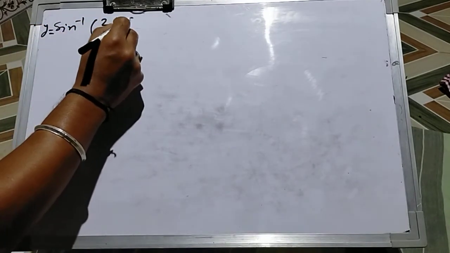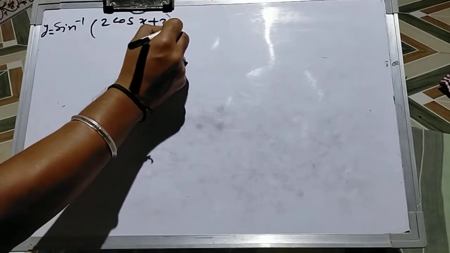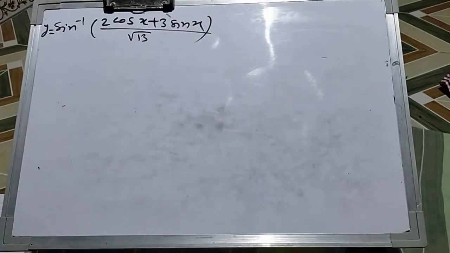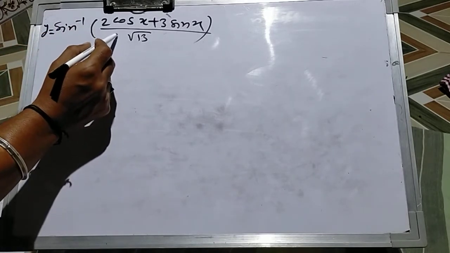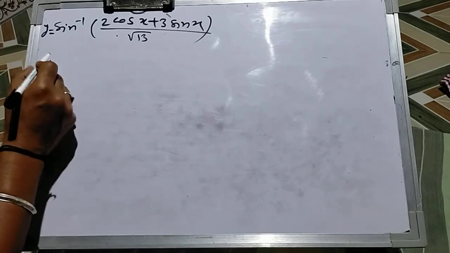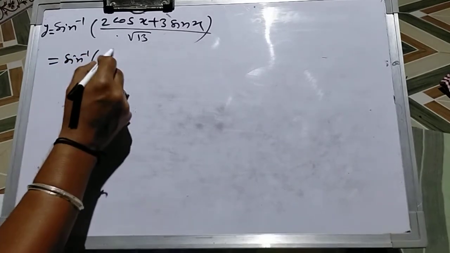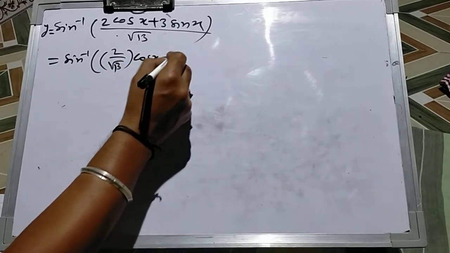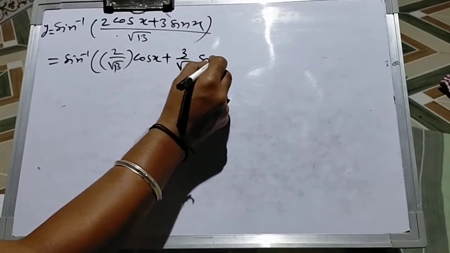So next example, y is equal to sin inverse of (2 cos x plus 3 sin x) divided by root 13. So again here the term is sin inverse, so we have to convert this bracket term into sin. So this can be written as sin inverse of 2 divided by root 13 cos x plus 3 divided by root 13 sin x.